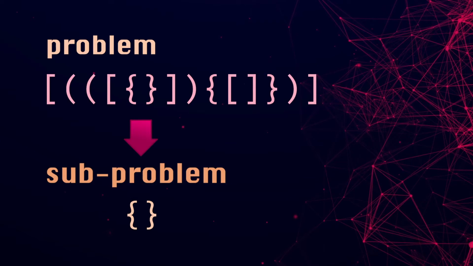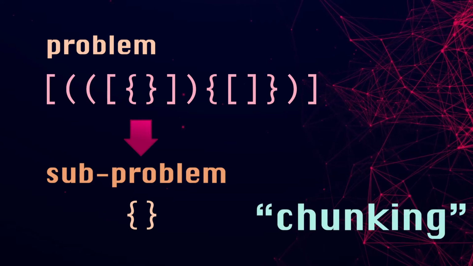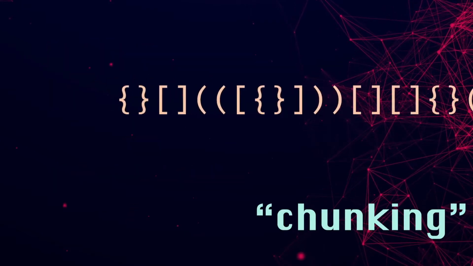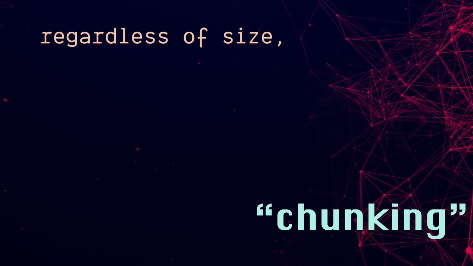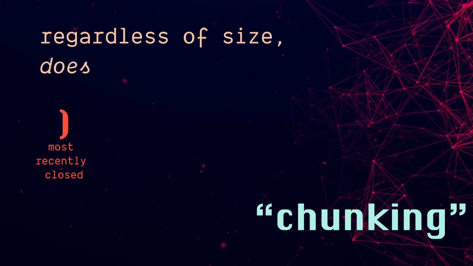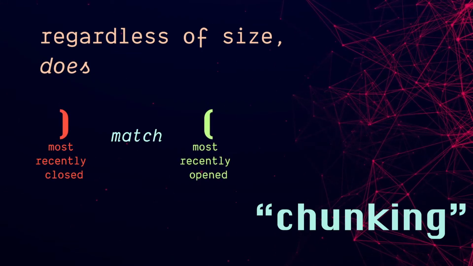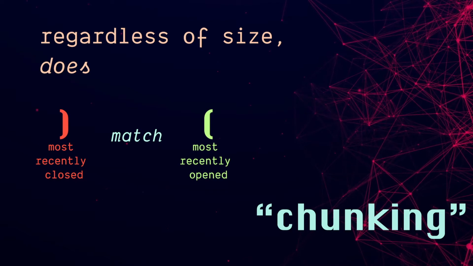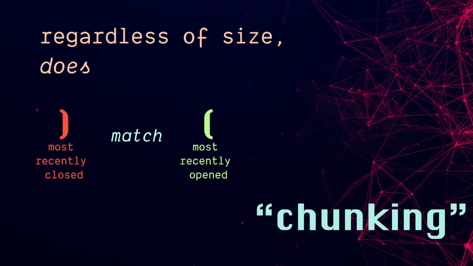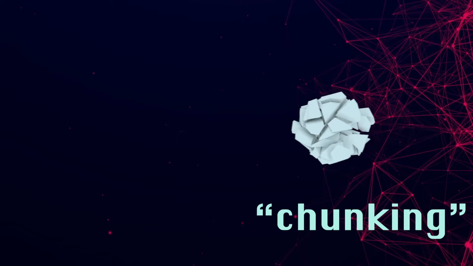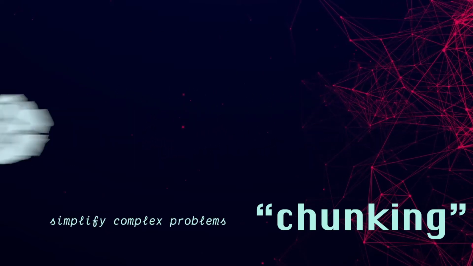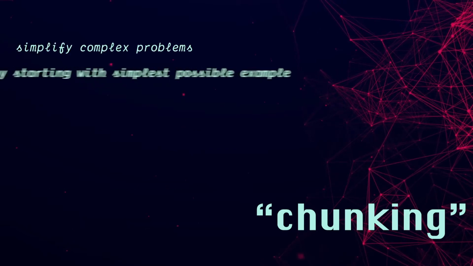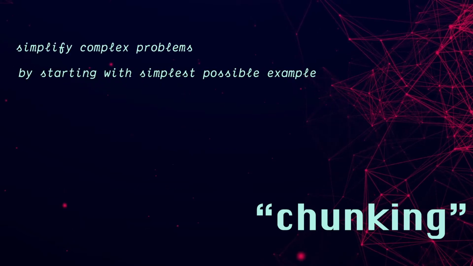This technique of breaking a problem into a smaller subproblem is called chunking. So we can have a huge parentheses string, but whether it's size 1 or size 100, we're just checking if the parenthesis we closed matches the one we most recently opened over and over again. In fact, this simple rule is our entire problem. If you can start thinking of your programs in simple chunks like this, complex problems become a lot more simple. It's also why starting with the simplest possible example is a good rule of thumb.